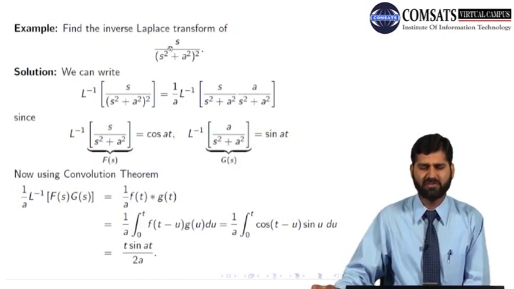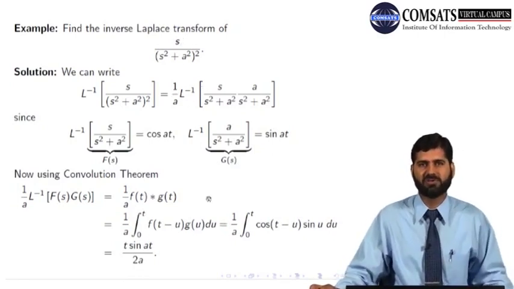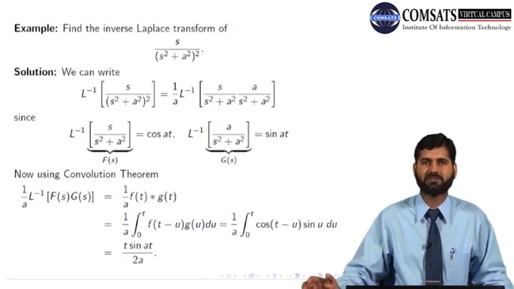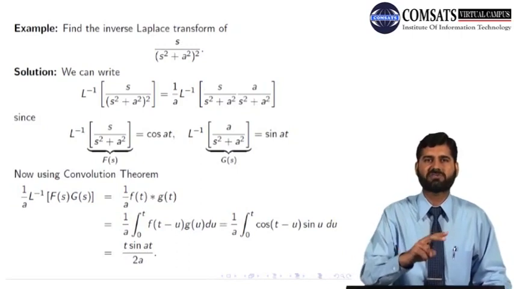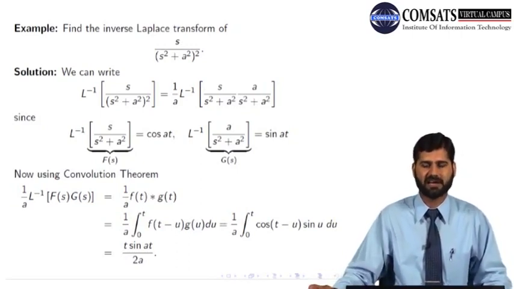And if you recall, we did it before with 2as. If 2as answer was t sine at, that's it. As I said, you can adjust 1 over 2a with 1 over 2a and see 1 over 2a is coming with it. So that was one way of doing it, but here we use the convolution because it's a product of two transforms. So inverse transforms can be obtained by the convolution integral.